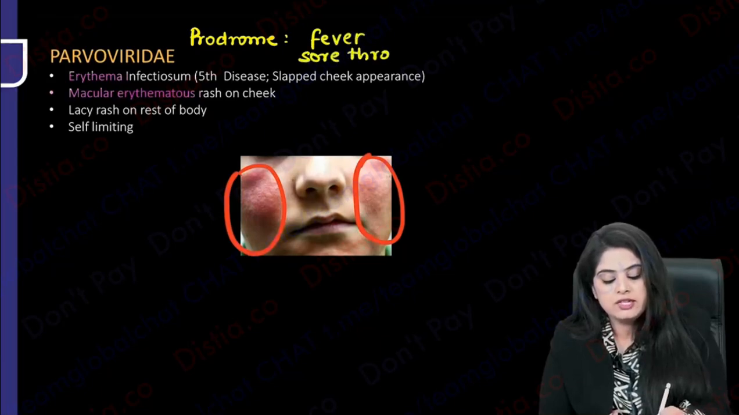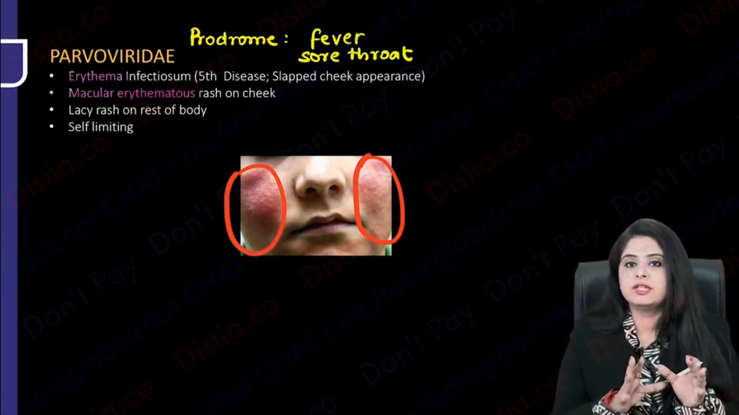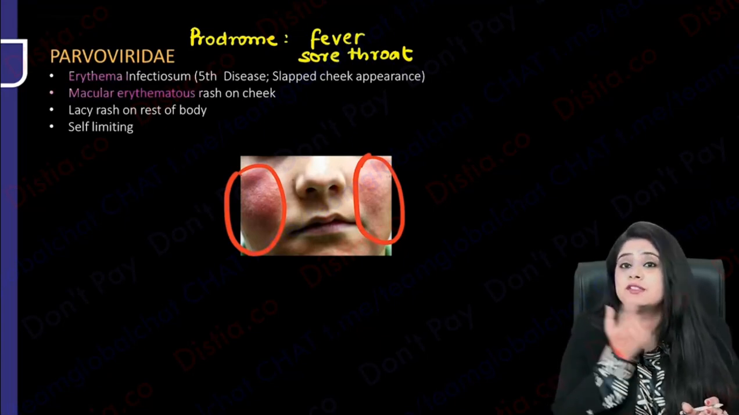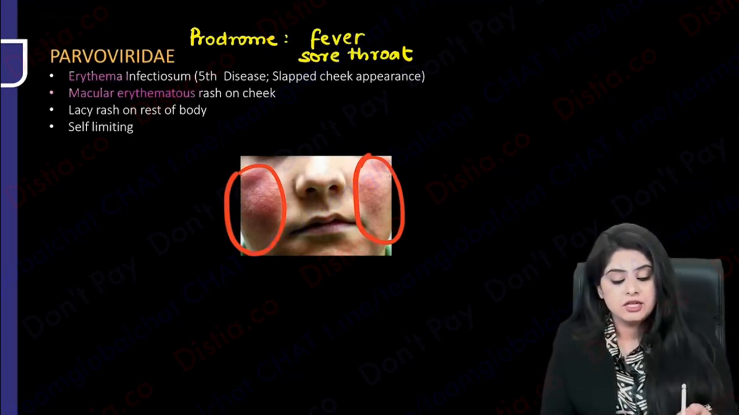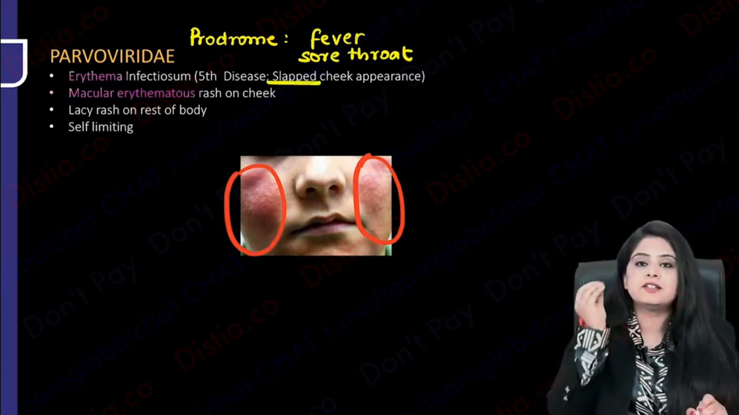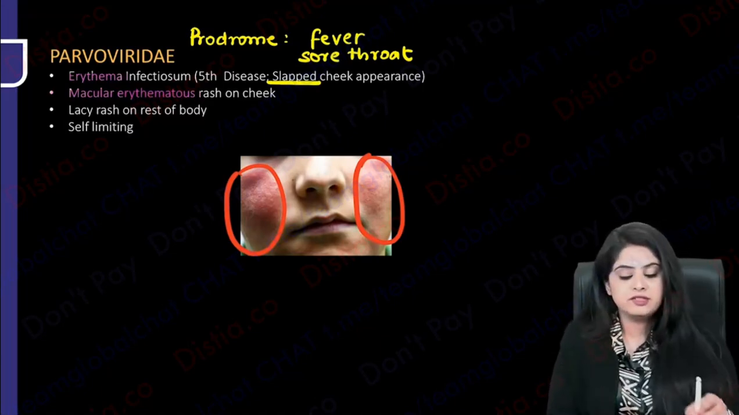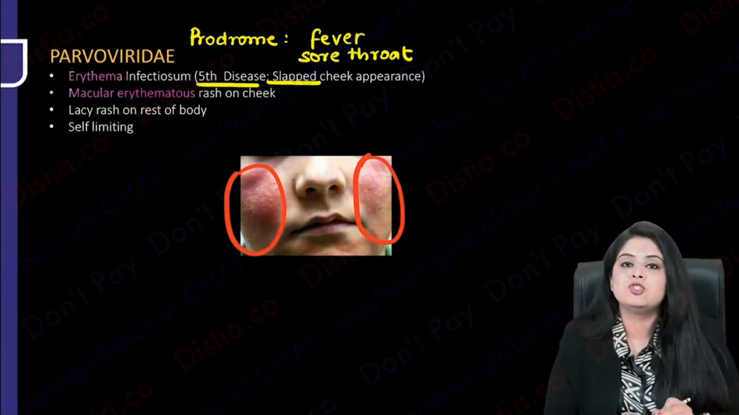So first, the child is going to have fever and sore throat, and then it is going to have this rash on the slapped cheek. That is how I learned that to slap someone you need 5 fingers. That is how 5 fingers will get imprinted on the cheek. So 5th disease is used for the slapped cheek appearance.